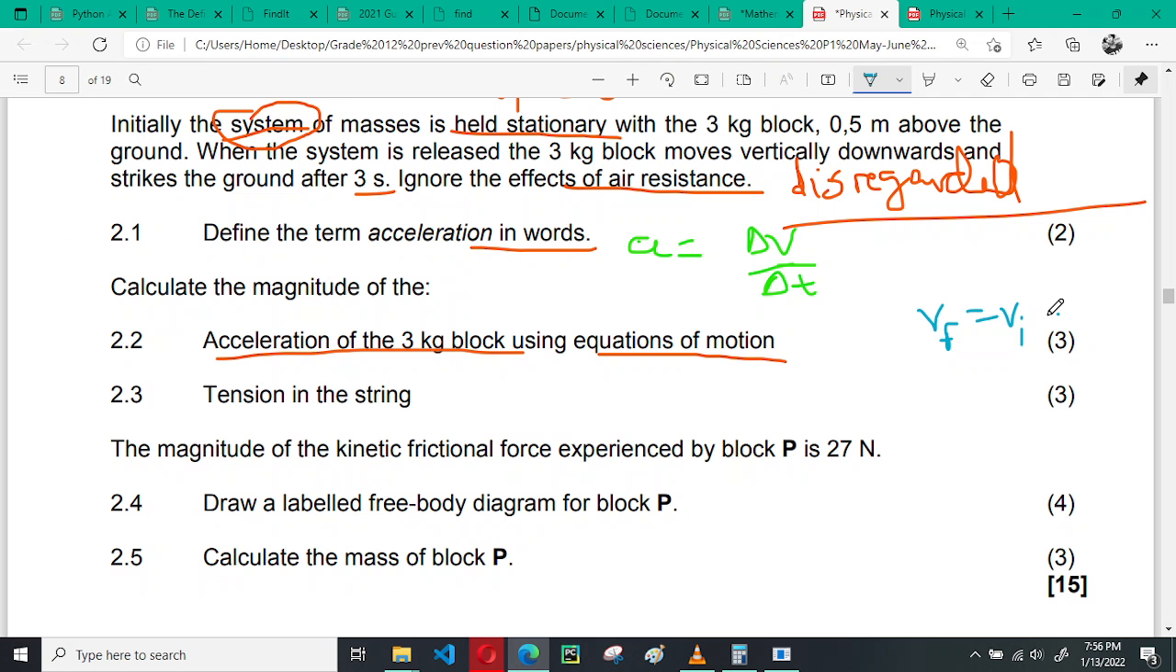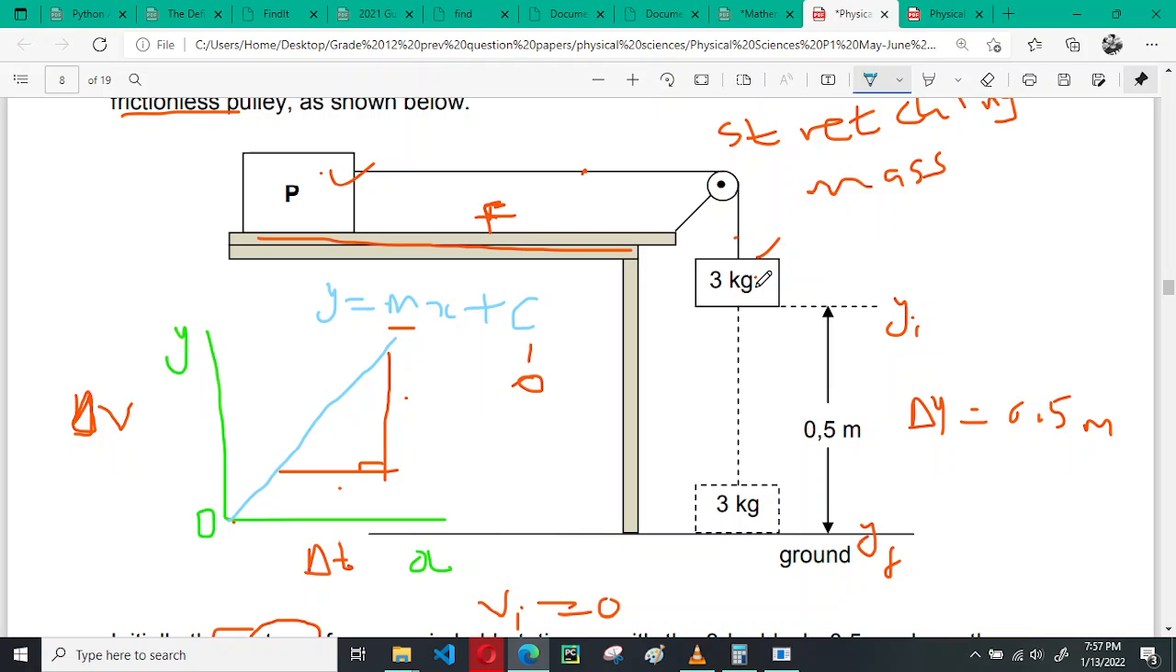plus acceleration times time. So this is your time element, this is acceleration, this is your initial velocity, and this is your final velocity. We are looking at just the 3 kg block, and we want to calculate the acceleration of this block. The first thing you have to do in physics is always draw a free body diagram. So our 3 kg block is like this.